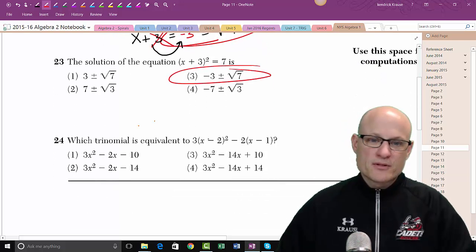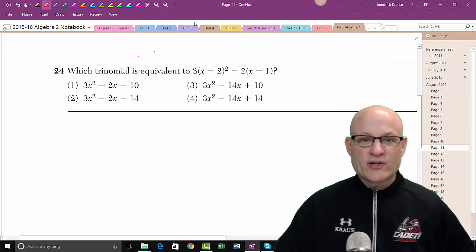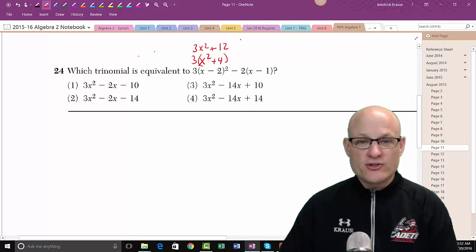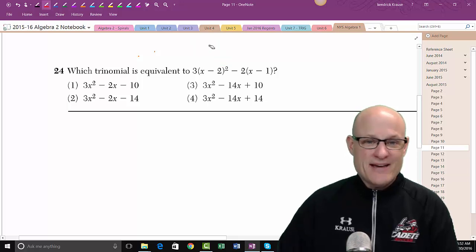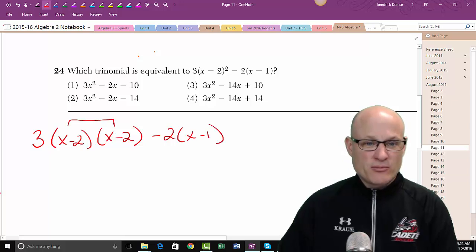Choice 3. And then this simple question is, which trinomial is equivalent? Now, I'm going to guess some silly sap did this: x squared plus 4 maybe, and then you multiply by 3, and you got 3x squared plus 12. You can't do that. That's not right. What you have here is this. You got to remember this. It's 3 times (x minus 2) squared minus 2 times (x minus 1).